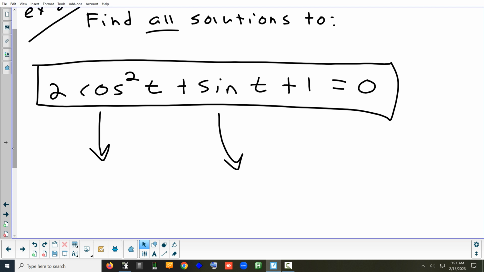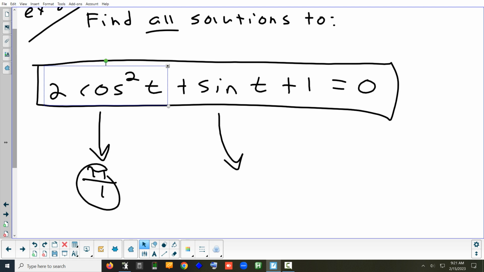What's the formula that I use for finding the period of cosine to an even power? Pi over b. And what is b in this case? Yep, 1. It's what would be in front of t. There's nothing in front of t. So the period of this one is pi.